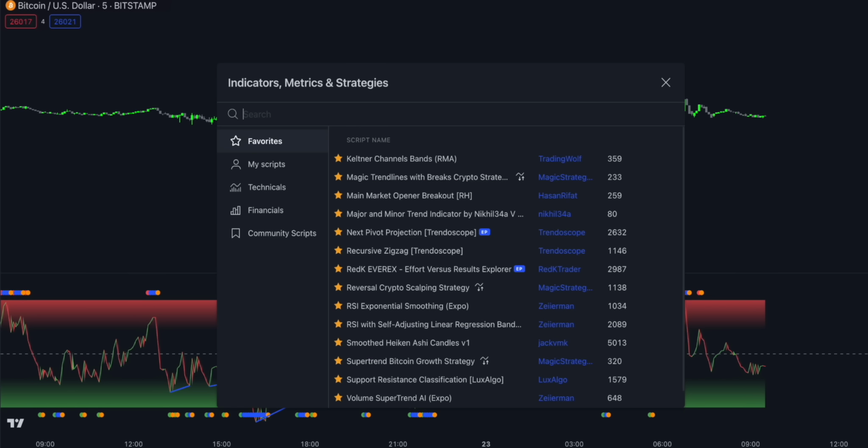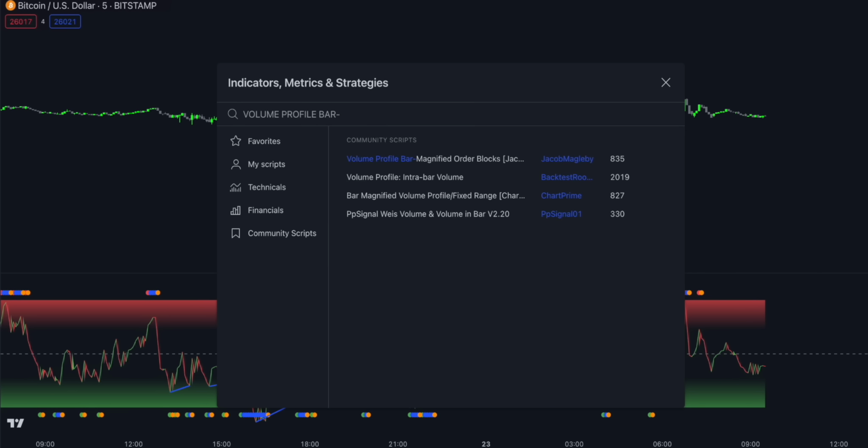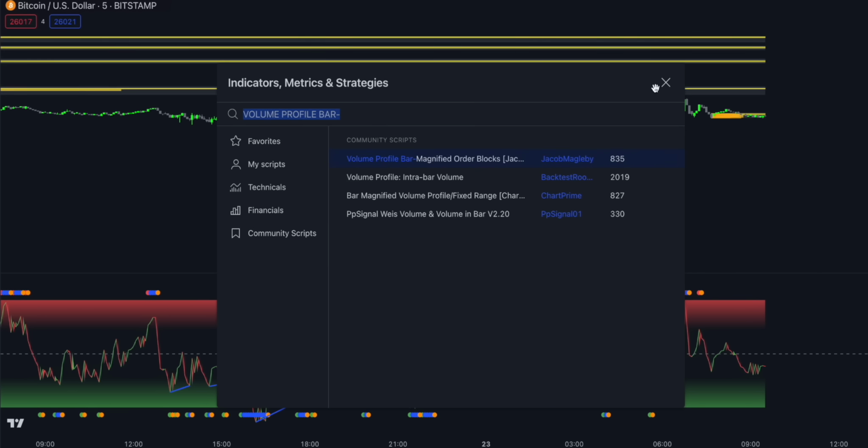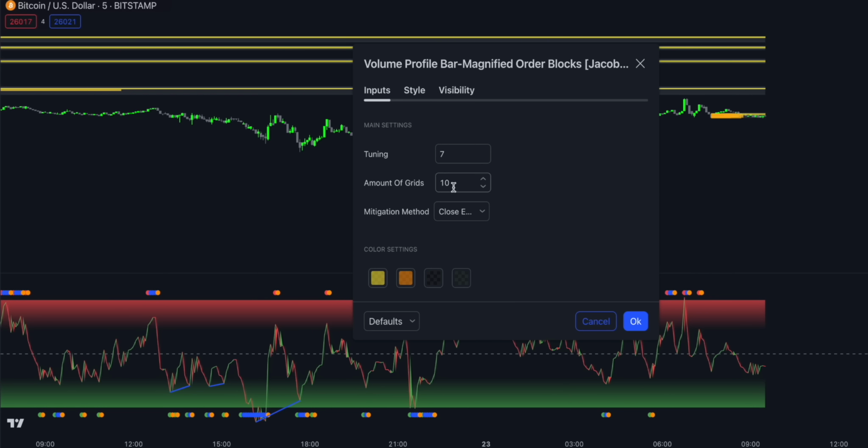For the second indicator, search for Volume Profile Bar Magnified Order Blocks. Open its inputs and change this value to 7. That's it. The setup is ready.